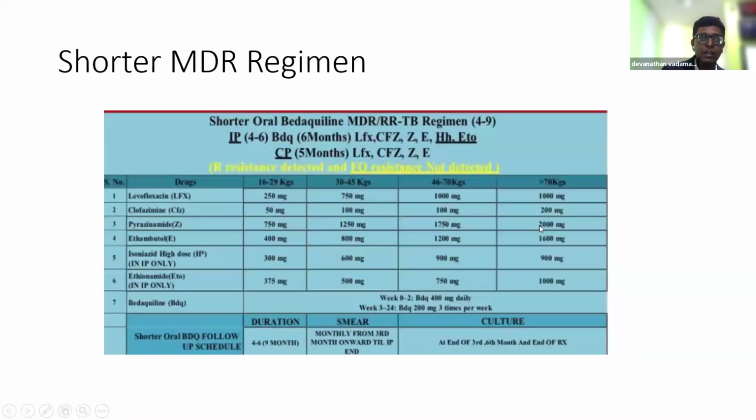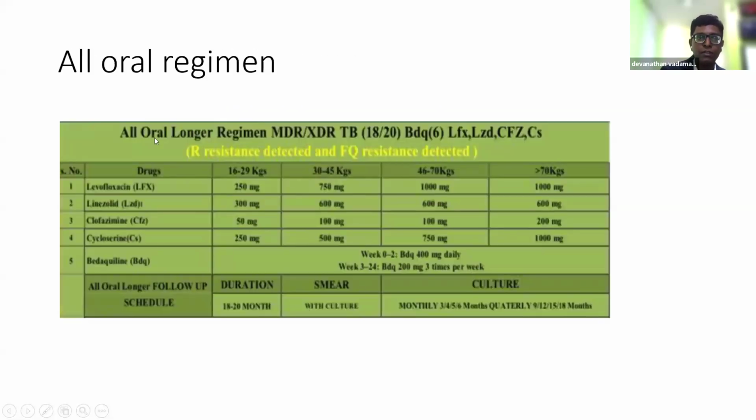No IP or CP. Shorter MDR has an intensive phase and continuation phase. It's an 11 months regimen. For 6 months we give 7 drugs. In the continuation phase, we give 4 drugs. Here also, the longer oral regimen is a 20 months regimen. 5 drugs we give in the intensive phase. Here also the continuation phase is the same, 4 drugs only we give. 3 drugs from group A and 2 drugs from group B, we fill the regimen.